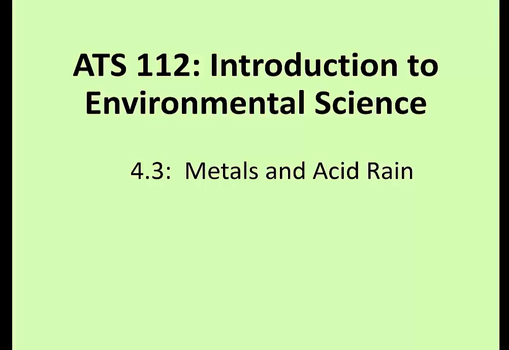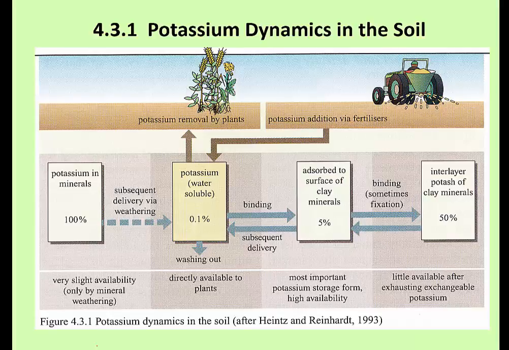In section 4.3 in the book, the author discusses the relationship of metals in the soil and acid rain and the effect that acid rain has on the metal content in the soil. So we start out by just looking at potassium in particular. Potassium is a nutrient, a metal, particularly important to agriculture and to plants.